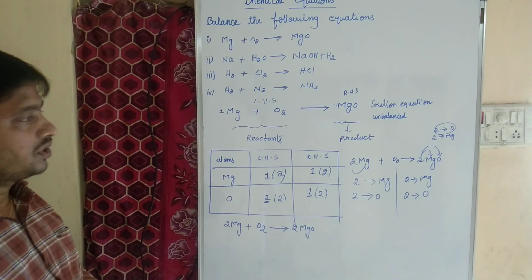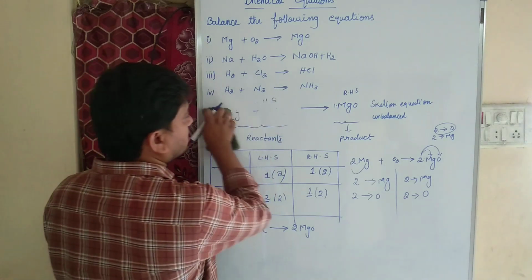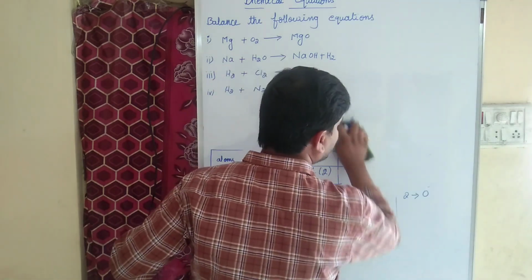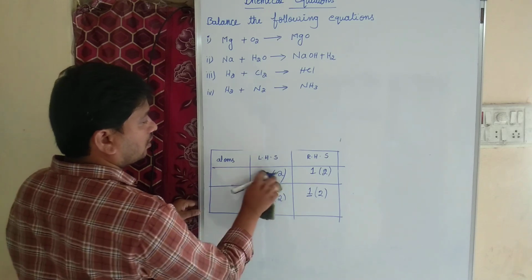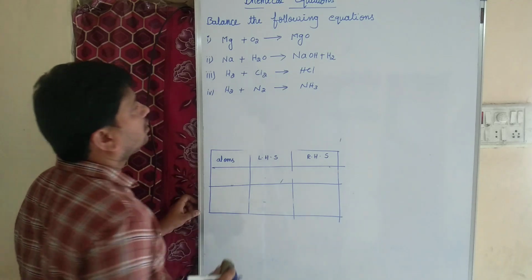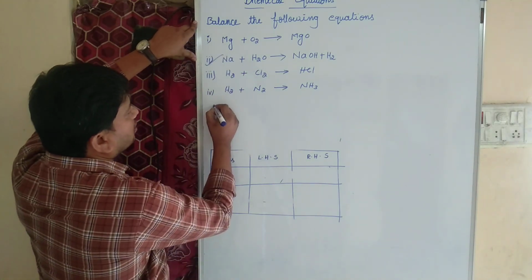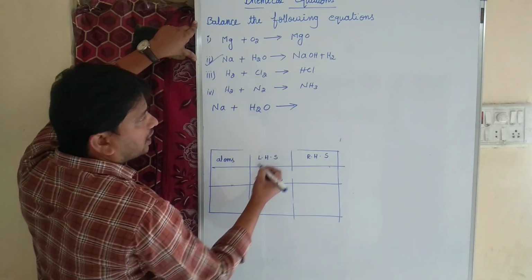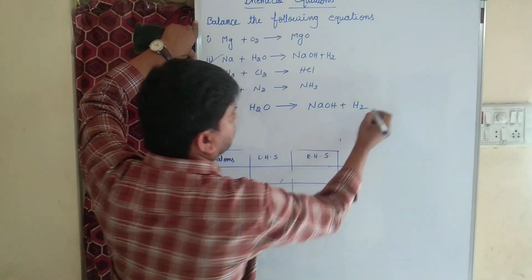Children, did you understand how to balance the first chemical equation? Yes. Now coming to the second chemical equation. What is our second chemical equation? Na plus H2O. The second equation is sodium plus water, which gives rise to sodium hydroxide plus hydrogen.